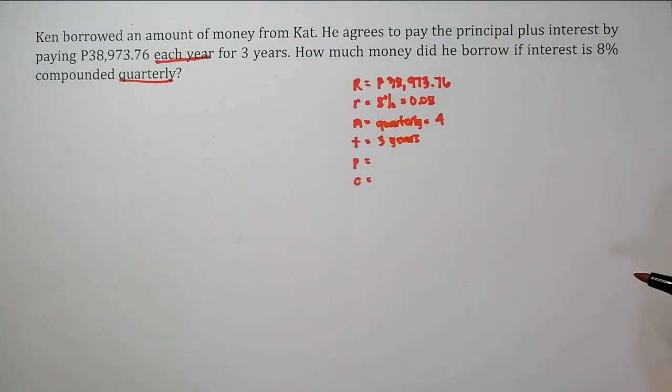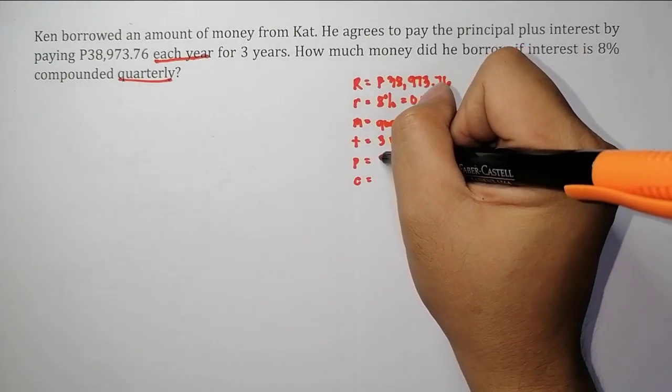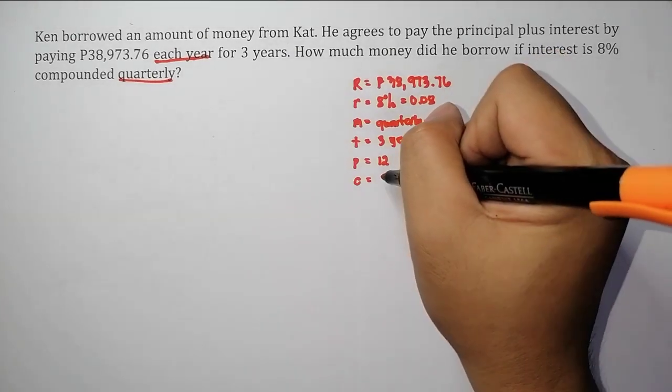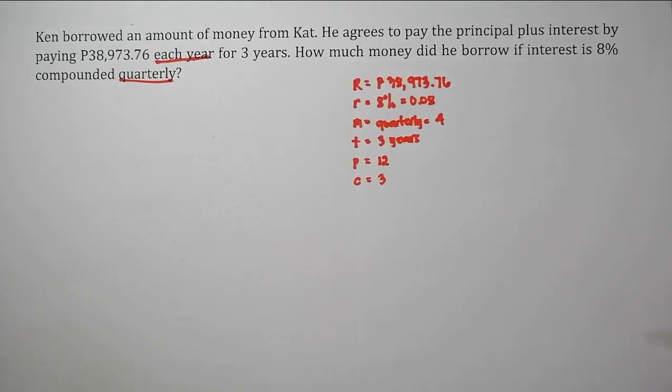And then yung ating value ng P, ang letter P natin uli is the number of months in a payment interval. So since every year siya magbabayad, so sa isang taon ay meron tayong 12 months. And then yung C naman natin ay number of months in a conversion or in a compounding period. So since quarterly yung ating compounding period, so meron yung 3 months. So ang C natin ay 3.